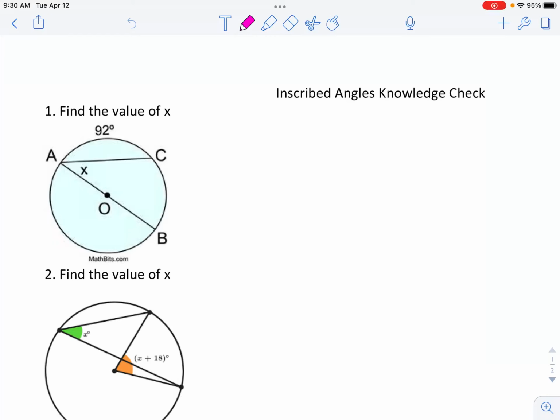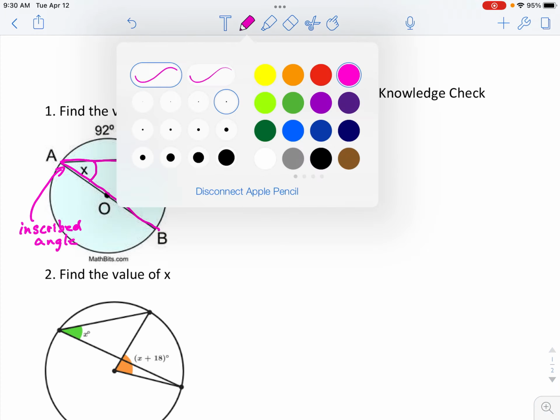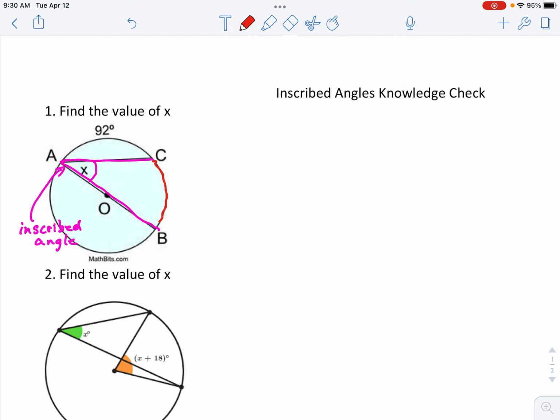Okay, students, so here is the knowledge check, and let's just dive into it, all right? We need to find the value of x right here. So this pink angle, angle CAB, is an inscribed angle, all right? And it's related to its intercepted arc. So CB right here is an intercepted arc.